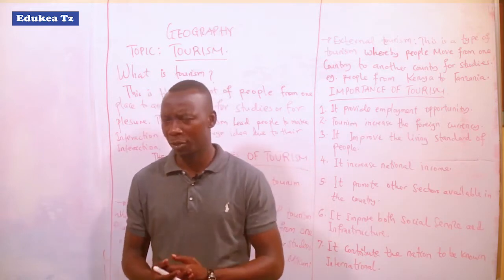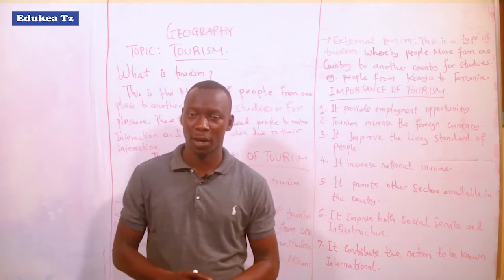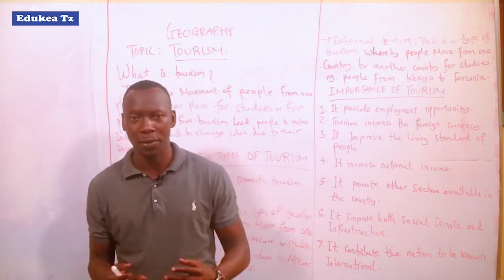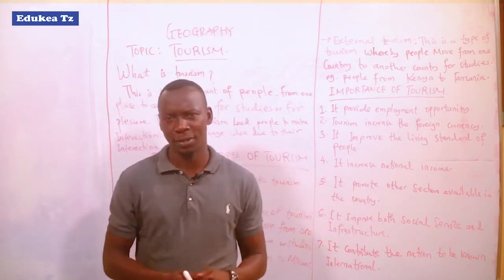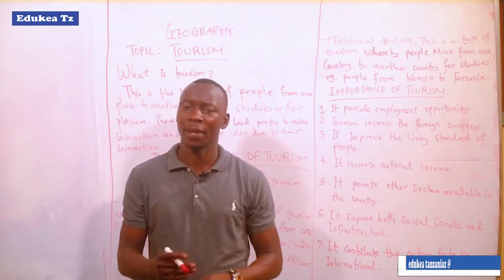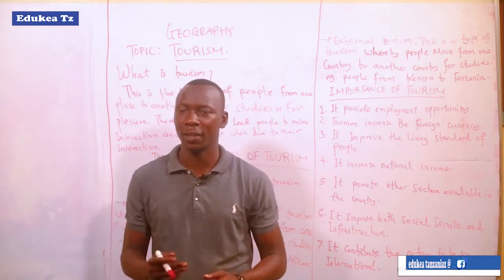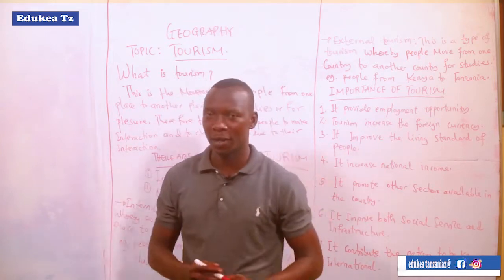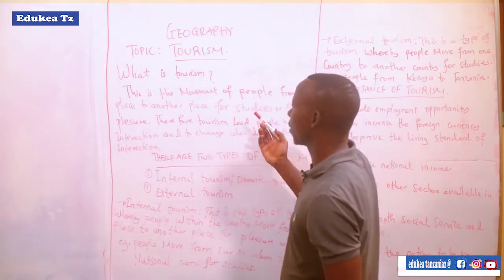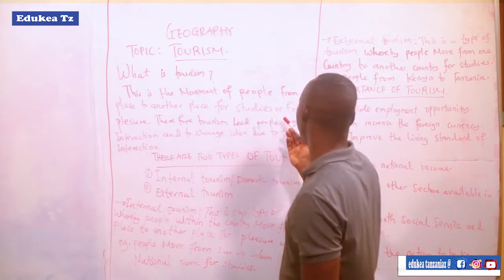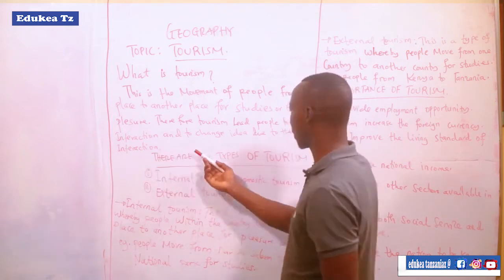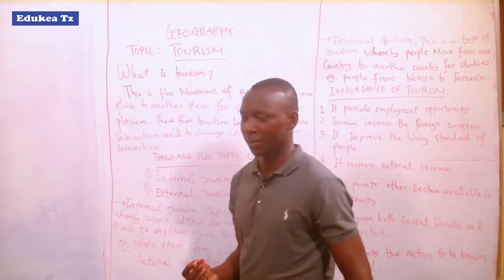For example, in the national park there are different animals like buffalo, giraffe, lion, and elephant. So people make tourism so that they can refresh their minds because of the different obstacles that they meet at home. In a simple way, as I have said, tourism is the movement of people from one place to another for studies or for pleasure. Therefore, tourism needs people to interact and exchange ideas.